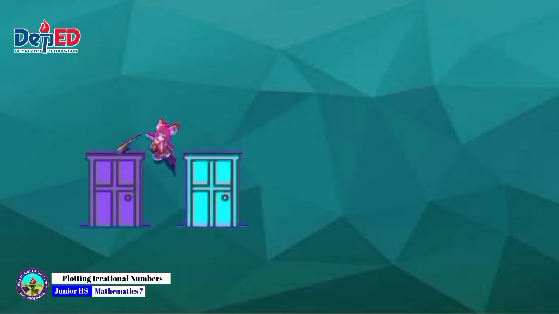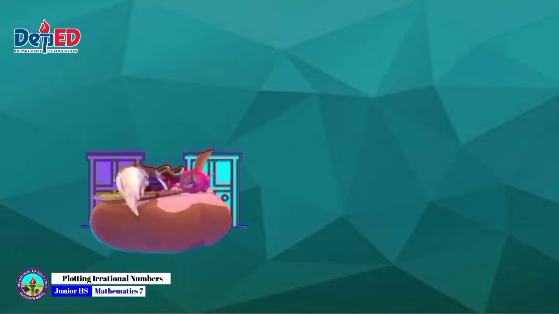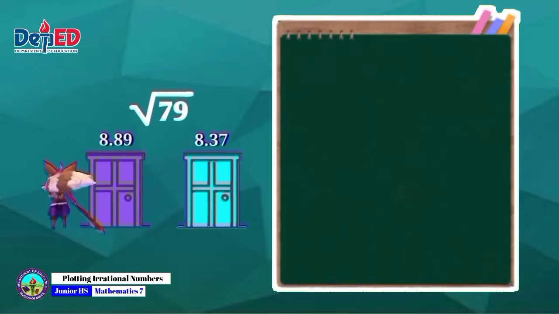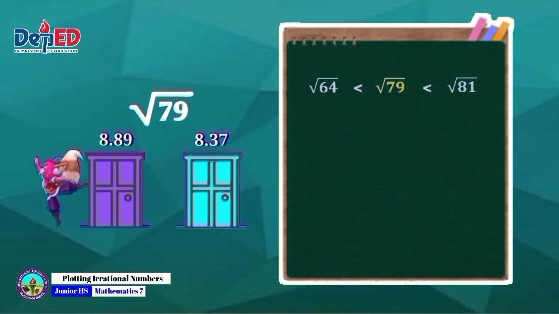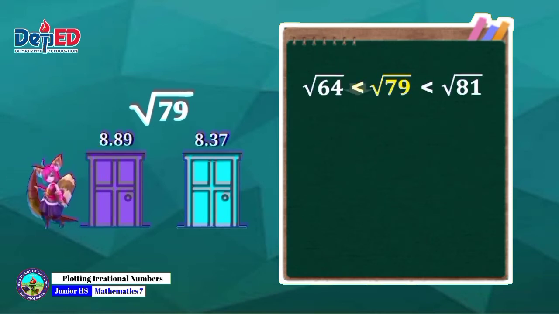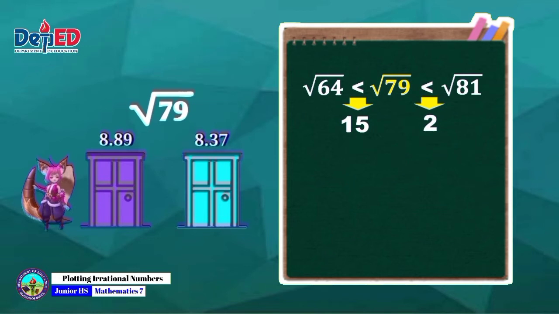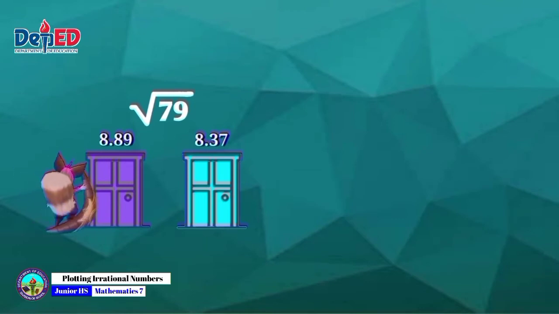The second set of doors are now ready. Which door has the correct value of the square root of 79? The value of the square root of 79 lies between the square root of 64 and the square root of 81. Get their difference. 79 minus 64 is equal to 15, and 81 minus 79 is equal to 2. Therefore, the square root of 79 is closer to 9. From our choices, 8.37 is closer to 8, while 8.89 is closer to 9. If your answer is 8.89, you are correct!